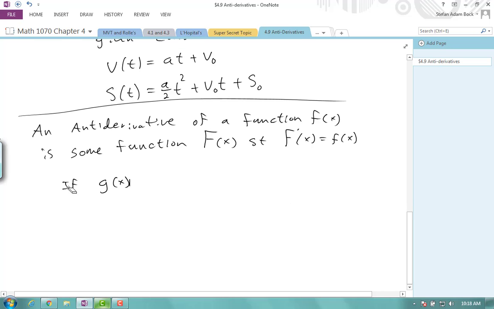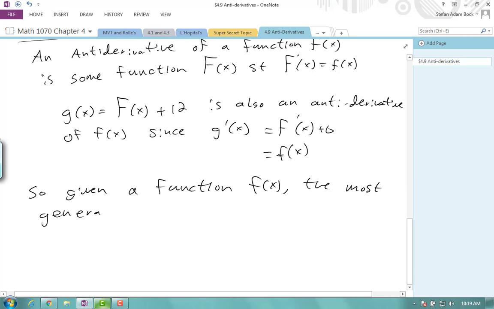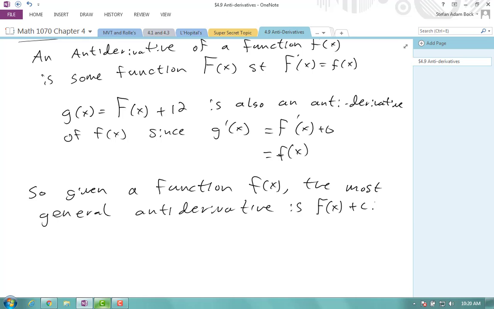If g of x, I'll say it this way, g of x equal to big F of x plus 12, for example, is also an antiderivative of f of x, since g prime of x is equal to big F prime of x plus 0, which is equal to little f of x. So given a function f of x, the most general antiderivative is going to be any particular antiderivative you may have already found plus a constant, c. We just label it plus c.